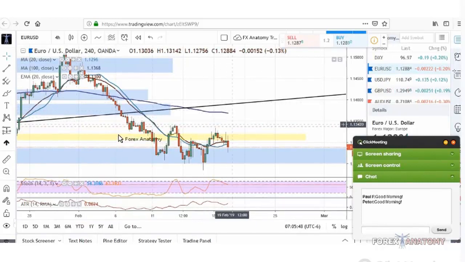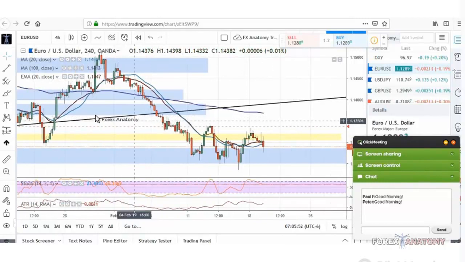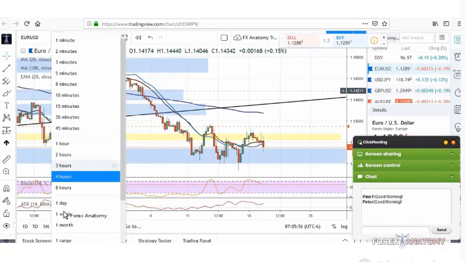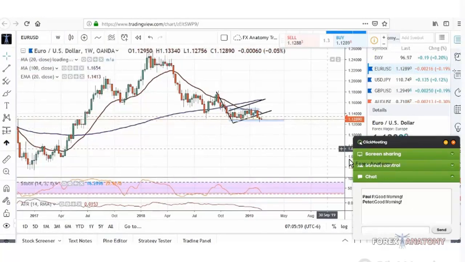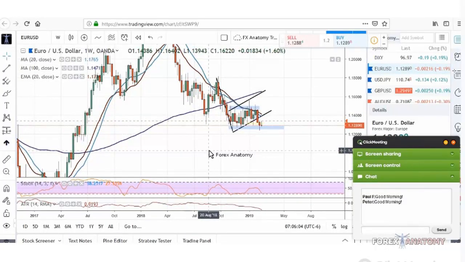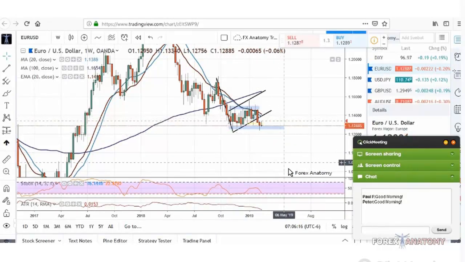or this ascending channel. Now, for those that may not know, let me go back to the weekly chart to share with you what's going on with this particular pair. I know we talked about this a few weeks ago, but we clearly see that price has formed a bearish flag. This is a bearish continuation pattern, which means that we should expect more movement to the downside.